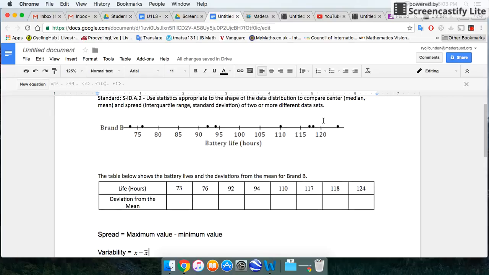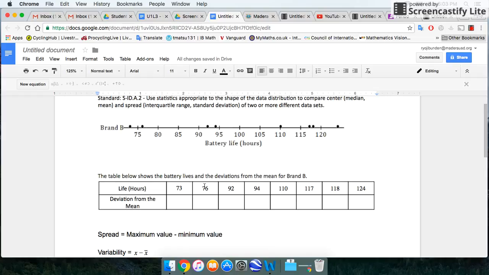Again, the whole point of this exercise was that this company was taking a sample of batteries from, let's say, Energizer or something, and they're testing out, in this case, 8 different batteries to see how long each of these batteries would last. So we have these hours. This first one lasted 73 hours, and it just goes from least to greatest.